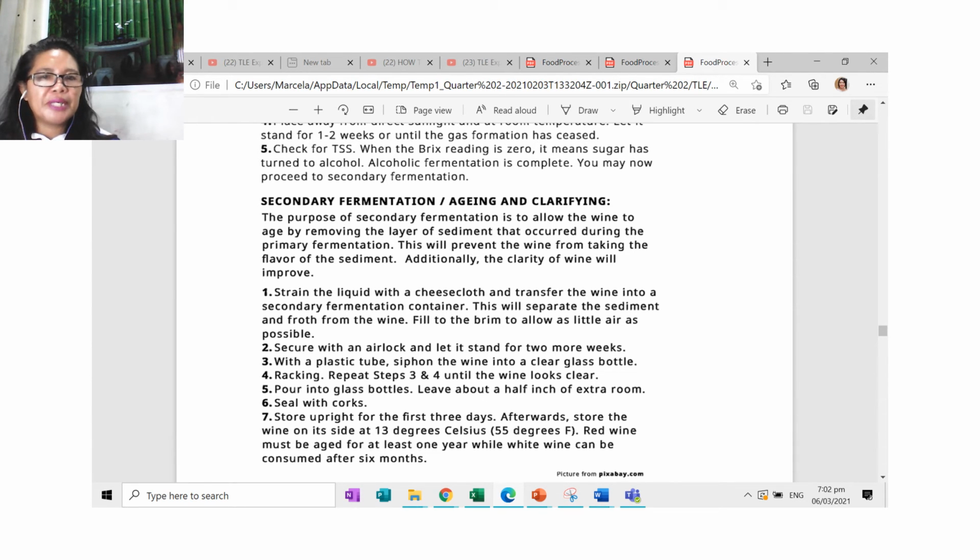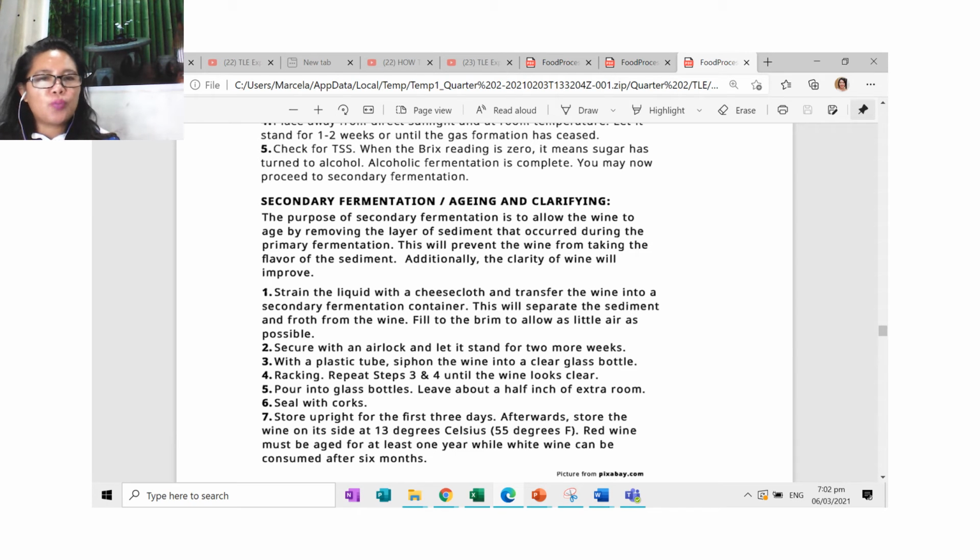Fill to the brim to allow as little air as possible. Then you are going to secure with the airlock and let it stand for two more weeks. Then with a plastic tube, siphon the wine into a clear glass bottle. Then repeat steps 3 and 4 until the wine looks clear.